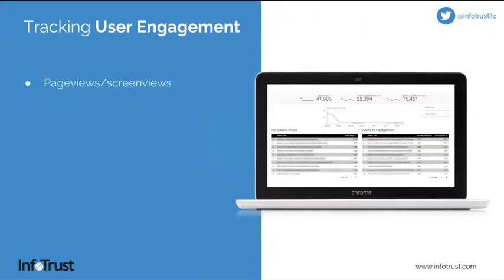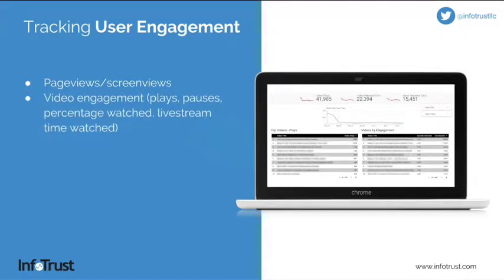So when it comes to user engagement, we'll use the example of CNN. Standard page view or screen view tracking, that's tracked by default, good to go there. But they also want to track user engagement with videos. So they want to track when people are playing a video, pausing, and the percentage they've watched.